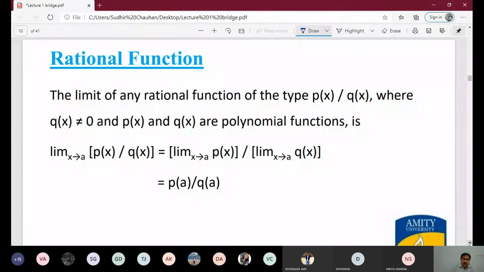Rational function. Consider the limit of a rational function of the type p(x) upon q(x), where q(x) is not equal to 0 and p(x) and q(x) are polynomial functions. If p(x) and q(x) both are polynomial functions, even then we can find the limit of their ratio, that is, the limit as x tends to a of p(x) divided by the limit as x tends to a of q(x), and then further we can put the values of p(x) and q(x) as polynomials. So we'll get the value of this limit.